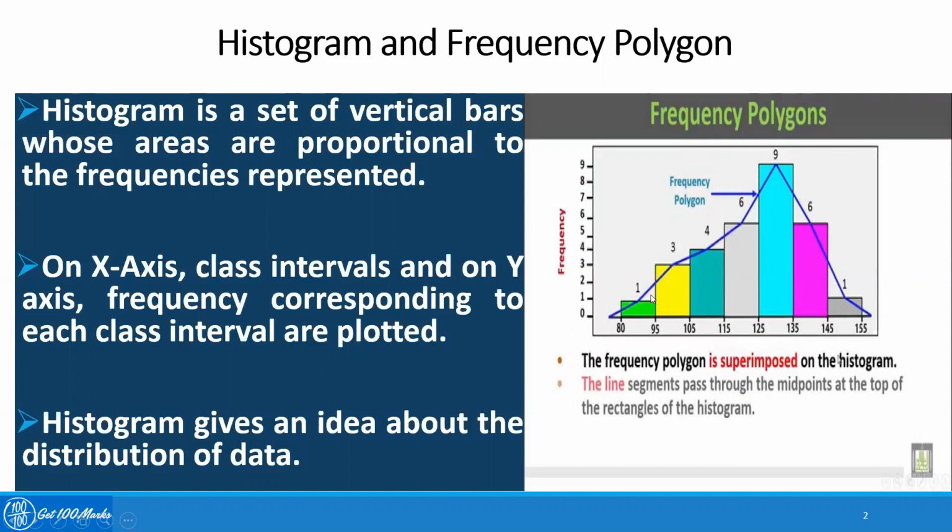As you can see by the blue line, I've joined the midpoints of all the rectangles of the histogram, and then joined to the x-axis. A frequency polygon is a smooth curve superimposed on the histogram. It gives a clear idea about the data distribution. A normal curve, which you might be aware of, is always a bell-shaped smooth curve, which is nothing but a frequency polygon.